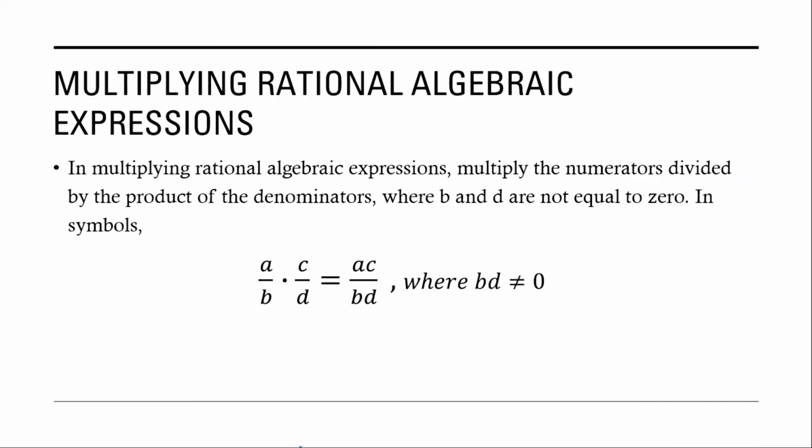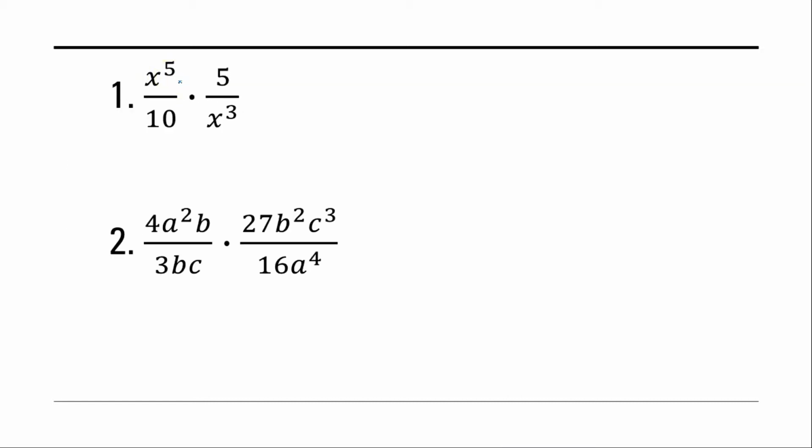So in multiplying rational algebraic expressions, multiply the numerators divided by the product of the denominators, where b and d, our denominators, should not be equal to 0. So in symbols, if we have a over b times c over d, that is the same as a times c over b times d, where the value of b times d should not be equal to 0. Let's try some examples here.